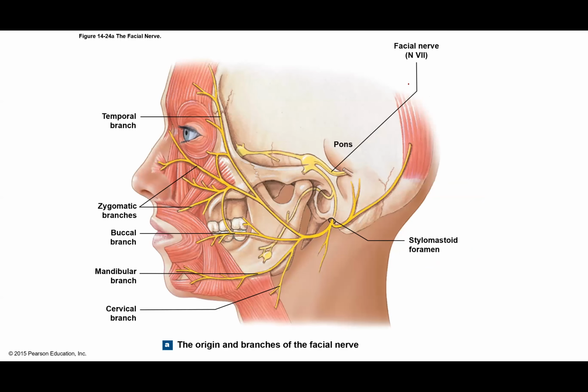Then we are looking at the facial nerve. The facial nerve passes through either the stylomastoid foramen or through the internal acoustic canal, which is what's represented right here. And that innervates the face.